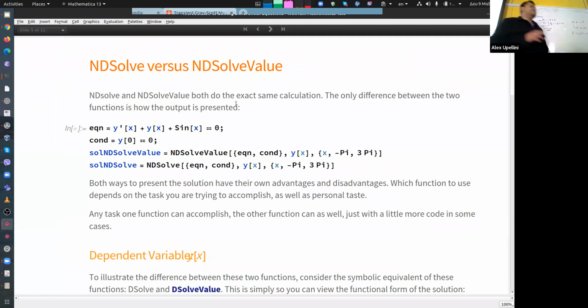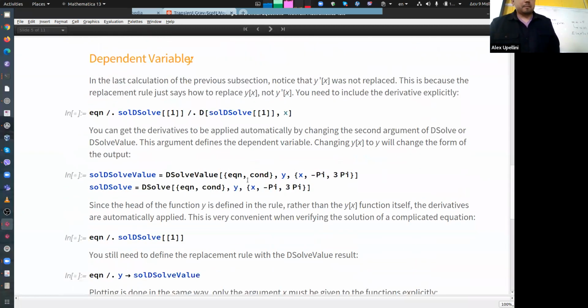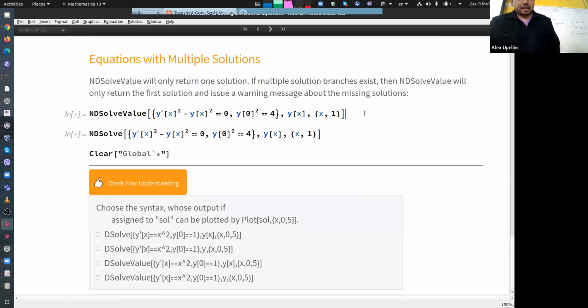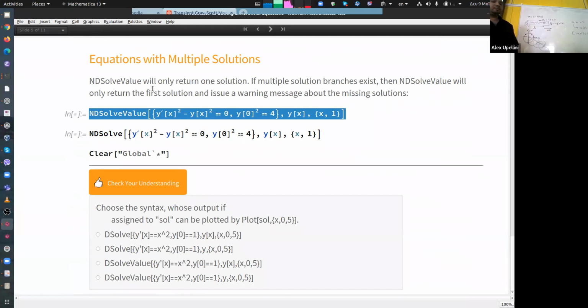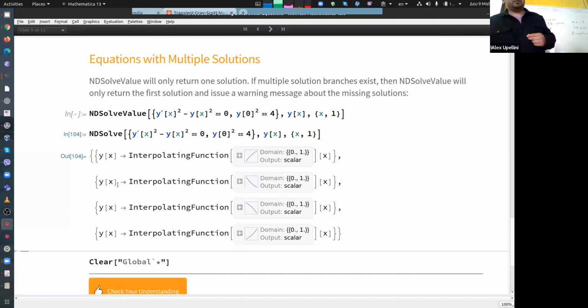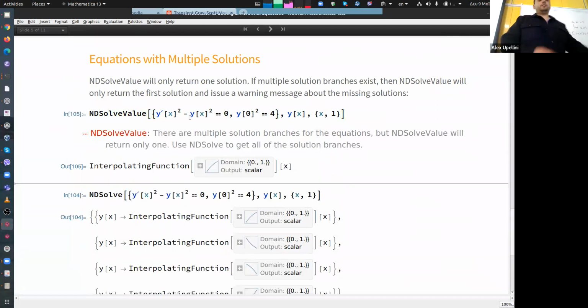Here is a maybe more clearly explained way of what's the difference between both. It's the same thing I already told you about the dependent variable y of t, etc. So this has already been done. The only thing that changed really between NDSolveValue and NDSolve is that part when the equation has multiple solutions. When the equation has multiple solutions, NDSolveValue will return only one solution, and NDSolve will return all the solutions. So here, since I have squares, I have some symmetry. NDSolve returns 4 solutions, but NDSolveValue returns only 1. And of course, I get an error message to tell me that therefore, if I have more solutions, I am just getting 1.